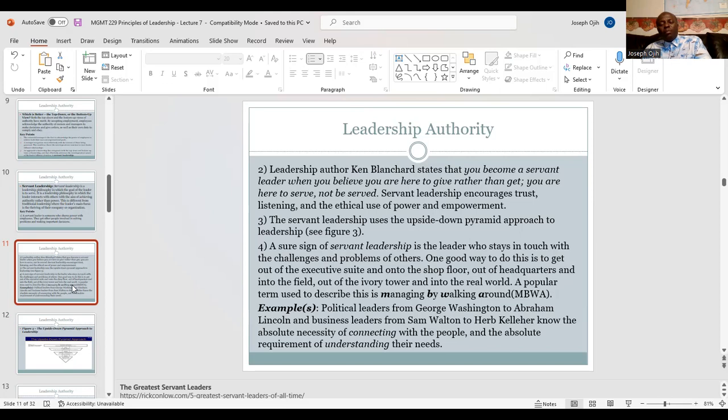There's a popular phrase used in this regard. It's called managing by walking around, or MBWA. Political leaders from George Washington to Abraham Lincoln, and business leaders from Sam Walton to others, know the absolute necessity of connecting with people and the absolute requirement of understanding their needs.